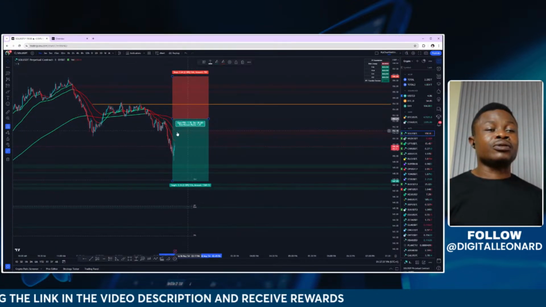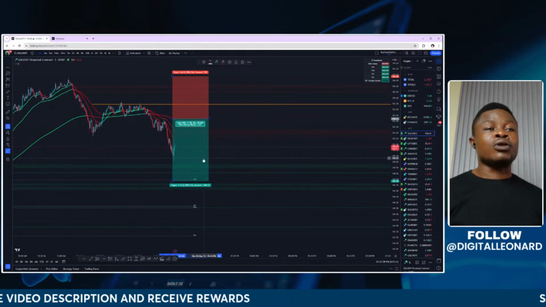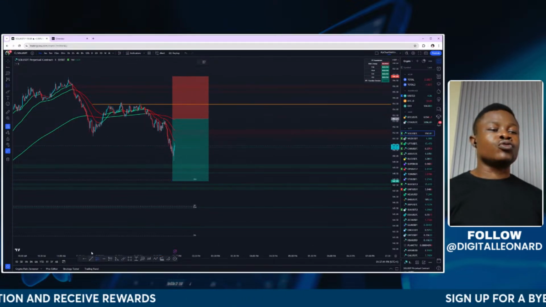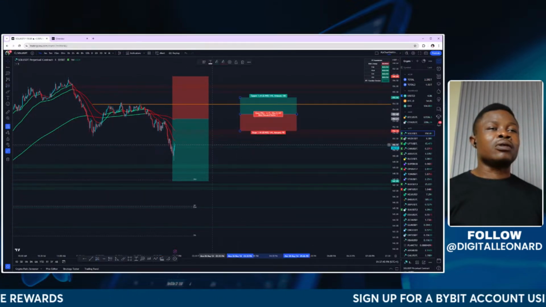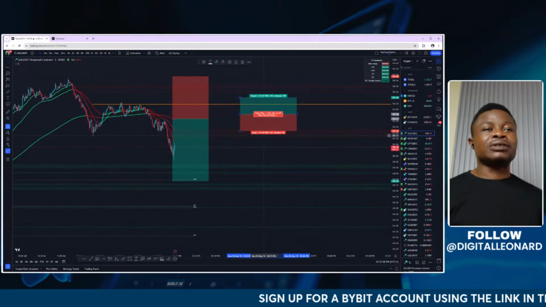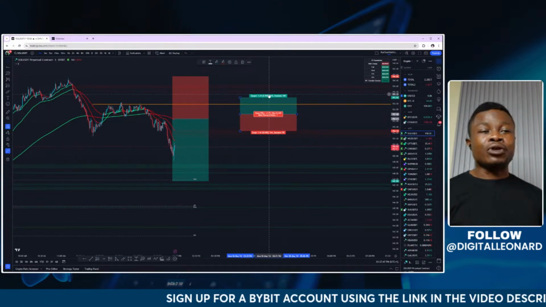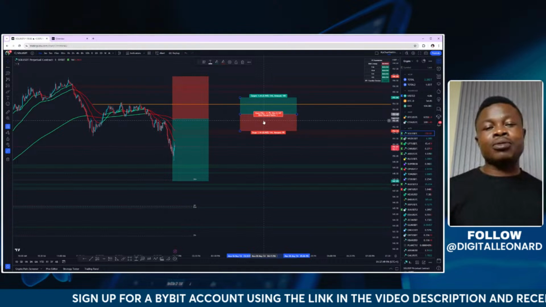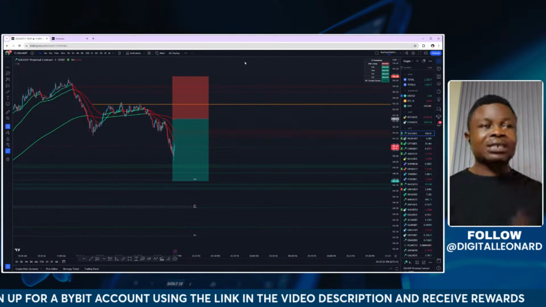If this thing plays out, I'll be getting up to this, which is a 1 to 1.4. You don't do 1 to 1 when you're trading. This is 1 to 1. It means that I'm going to make 0.9% to lose 0.9%. If you keep doing this, I've said this many times.